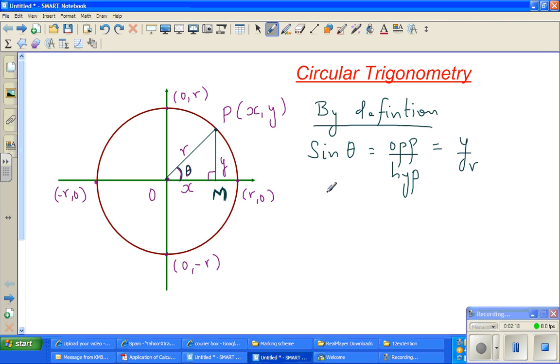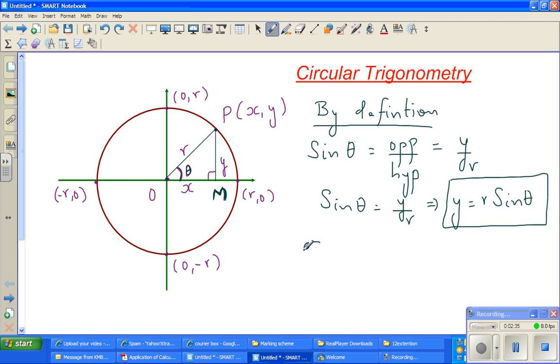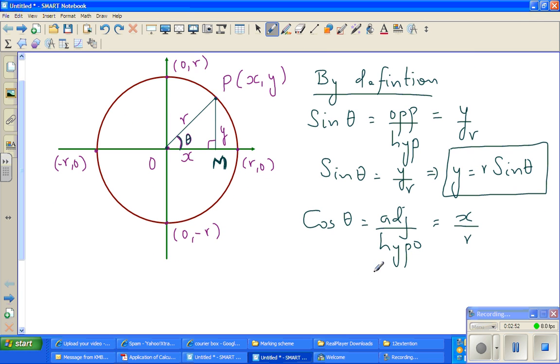So sine theta is y over r. If you make y the subject, y is r sine theta. We're going to use this later on. Now cos theta, you should be knowing, is adjacent over hypotenuse. The adjacent of this angle theta is x, so that is x over r. So now we can write, this implies x is r cos theta.